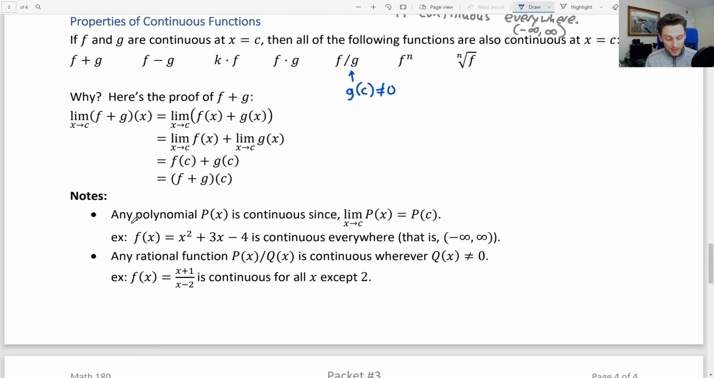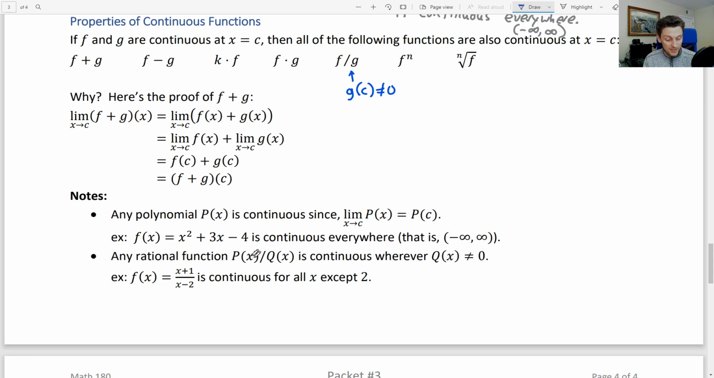A few other notes. Note that any polynomial p of x would be continuous, because we already mentioned in the previous packet that the limit as x approaches c of p of x is equal to p of c. We stated that after talking about the limit laws and showing how the limit works its way into the x and the constant term, and you end up essentially plugging in the x value that you're approaching. So f of x equals x squared plus 3x minus 4 is continuous everywhere, in other words, negative infinity to infinity. It's continuous everywhere because it's a polynomial.